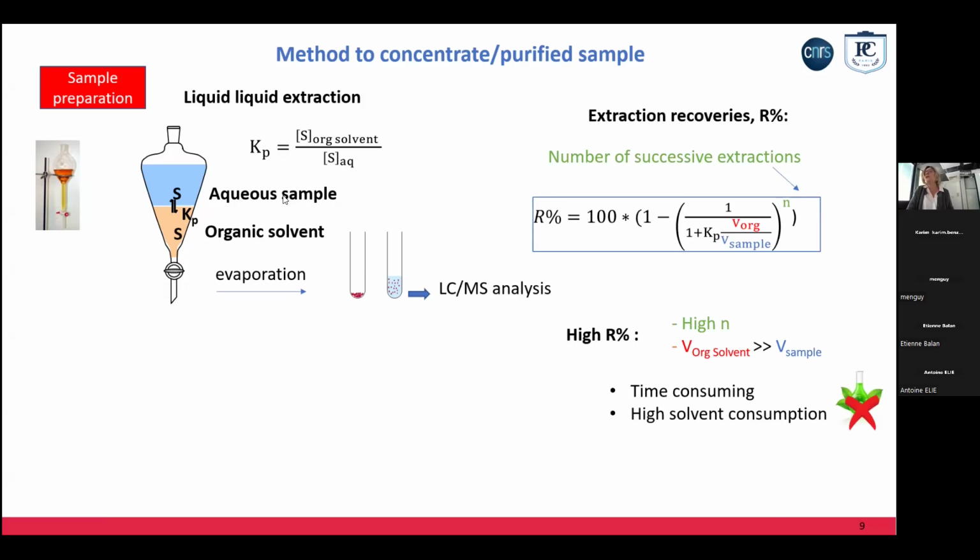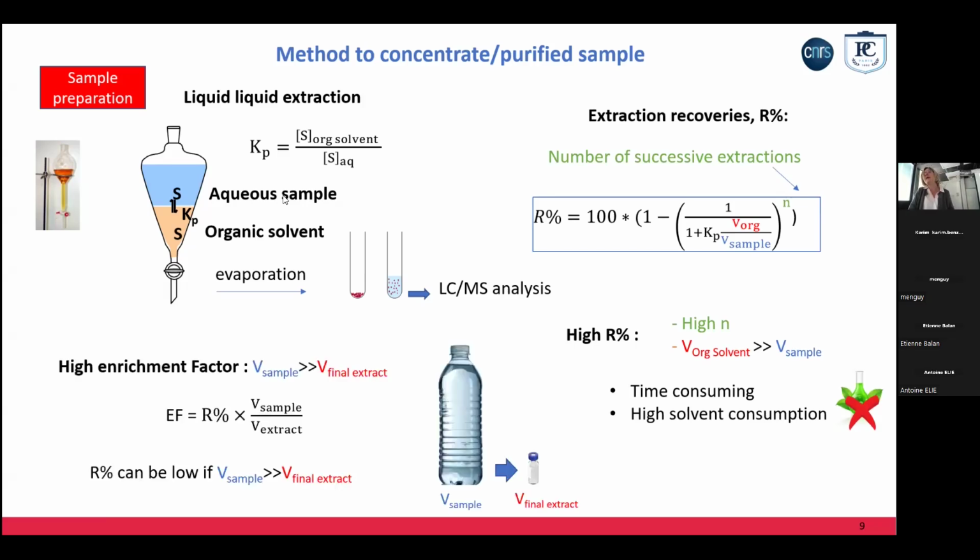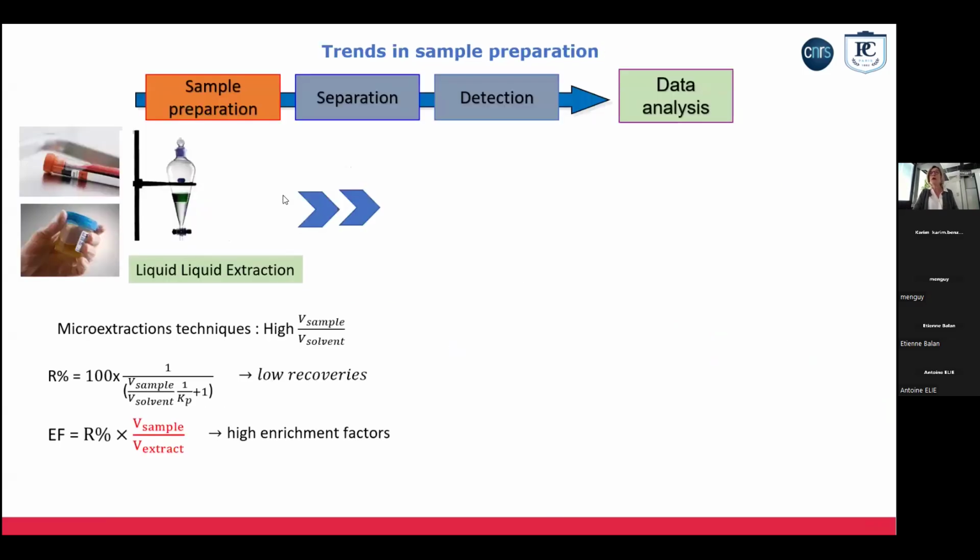But we can use this method, and we can also have a look at the enrichment factor, because what is important for an analyst is to have a concentrated extract. Recovery can be important, but the concentration effect is also very important. If you look at the equation of the enrichment factor, it depends on the ratio between the volume of sample and the volume of extract. That means that if we obtain quite good recovery, but a high ratio between the sample and the volume of solvent, it can be very interesting. This is the reason why such types of methods were replaced more and more by miniaturized devices.